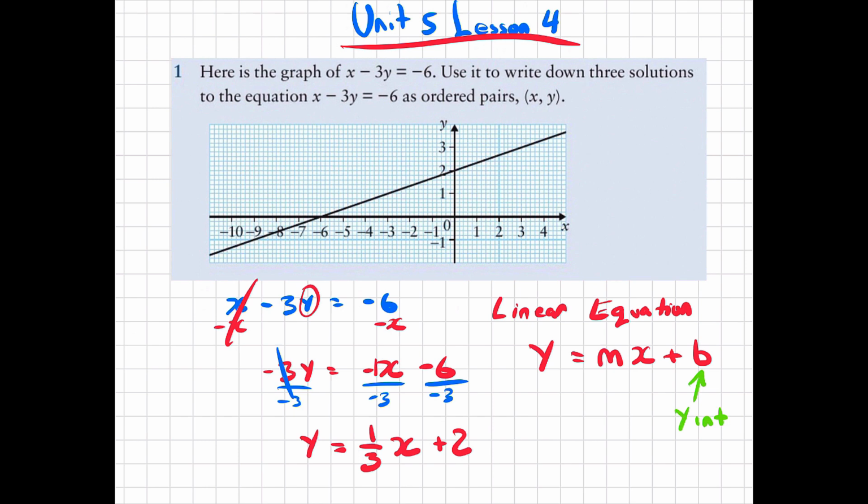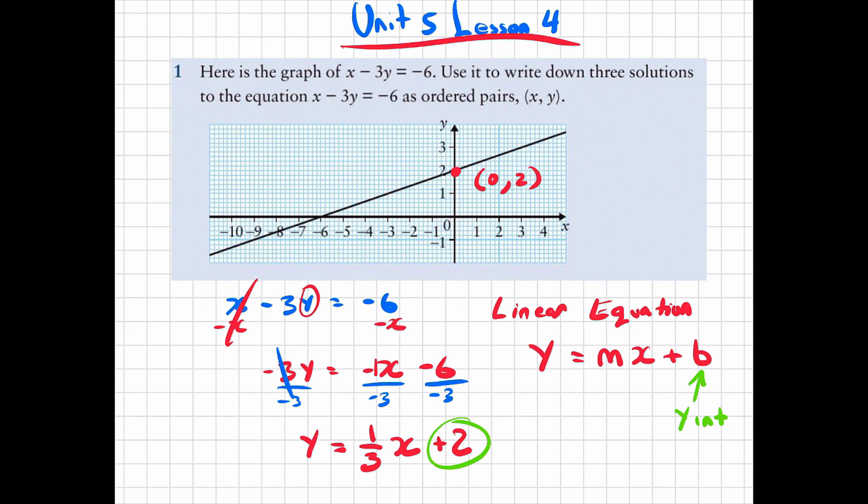So what is it in our case? It's positive 2. And look at this. When we go to positive 2, there it is. It's going right through that point. And that point is going to be at 0 and 2. That is where the y-intercept is.